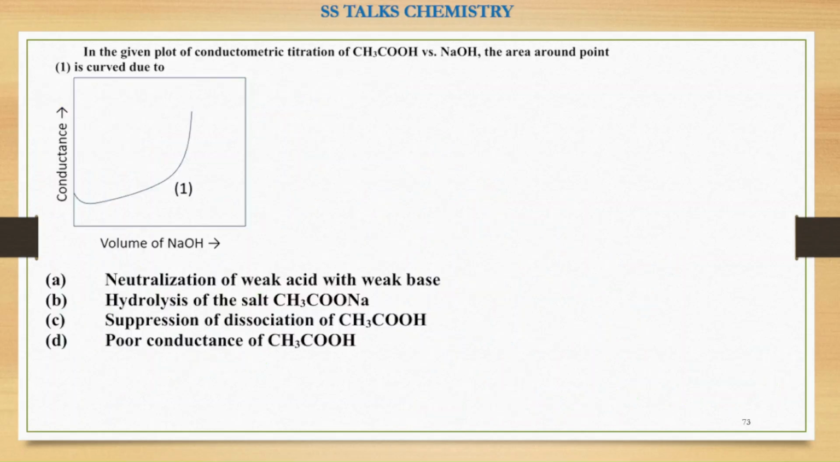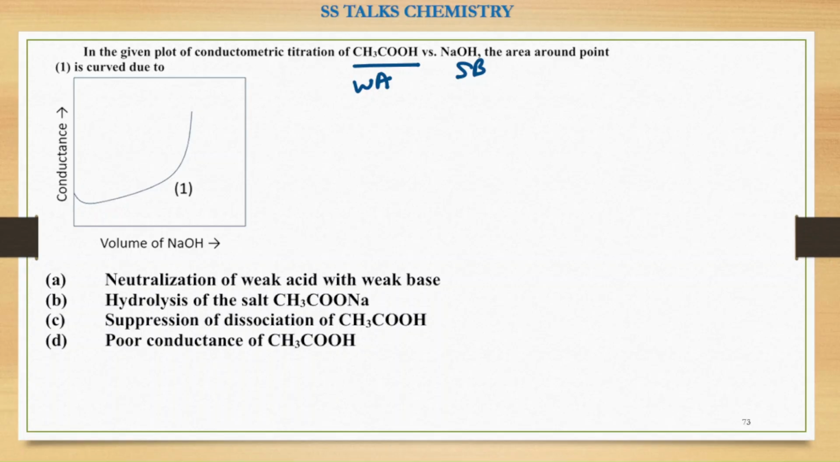Now moving on to the next, we have this. It says conductometric titration for the acetic acid versus the NaOH. That means weak acid versus the strong base. It's given to us. The area that is around this first curve, that is this slight increase in the conductance that you are observing, is due to which of the reasons.